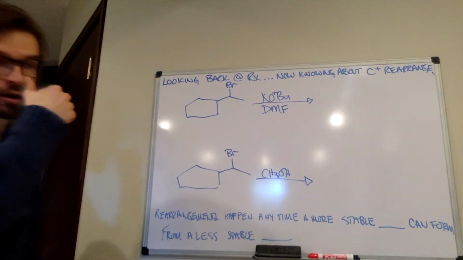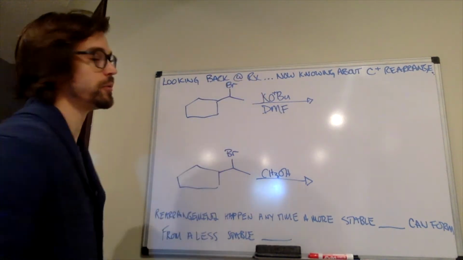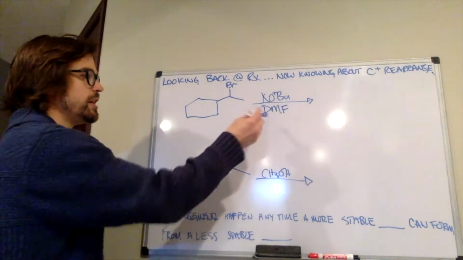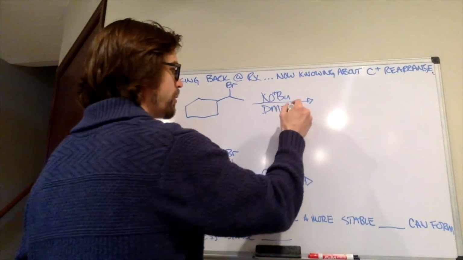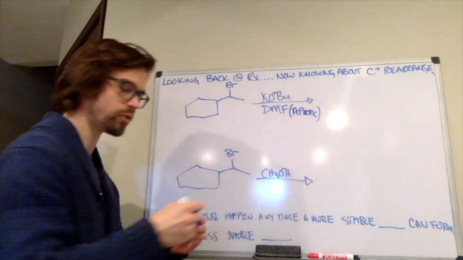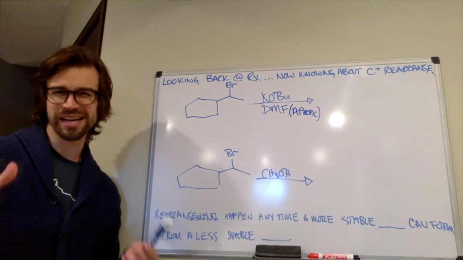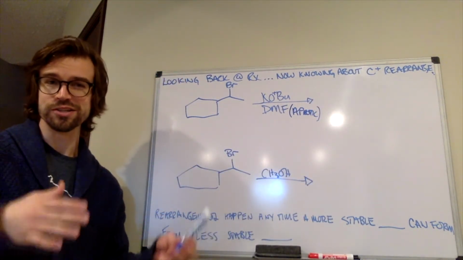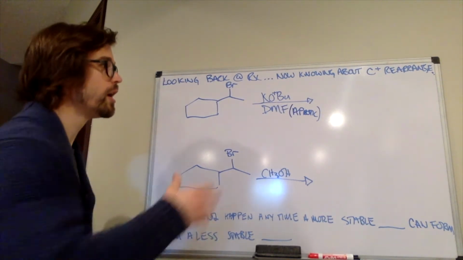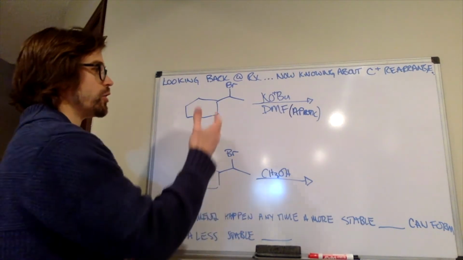All right, great. You did that. Let's talk about the first one first. We got our potassium tert-butoxide, DMF. DMF is our polar aprotic solvent, that increases the rate of bimolecular reactions. It doesn't actually make a difference as far as is it going to be bimolecular or unimolecular. It just increases the rate. But is it going to be bimolecular or unimolecular?